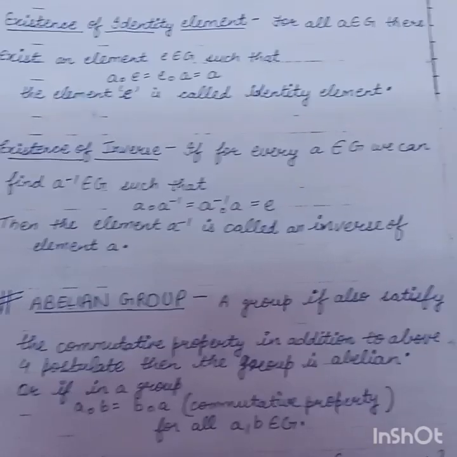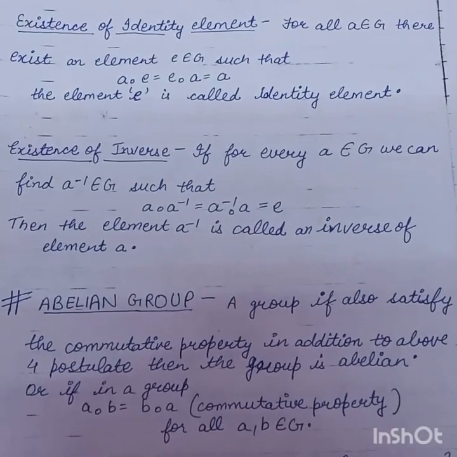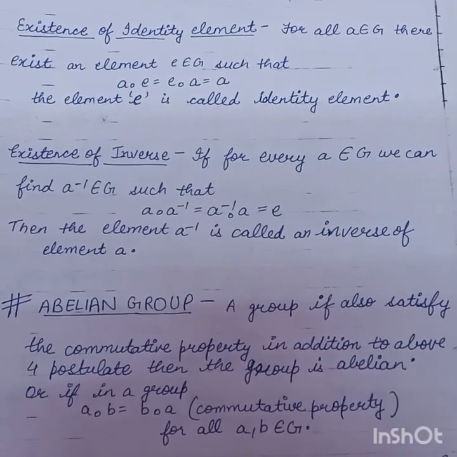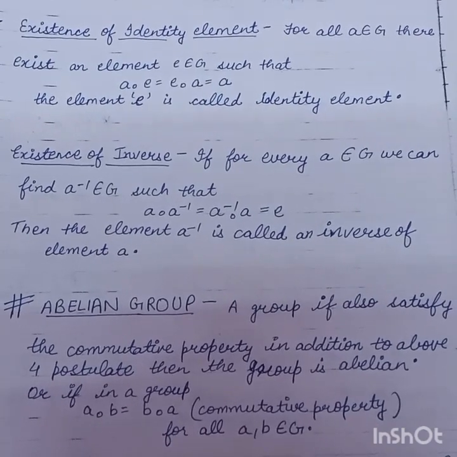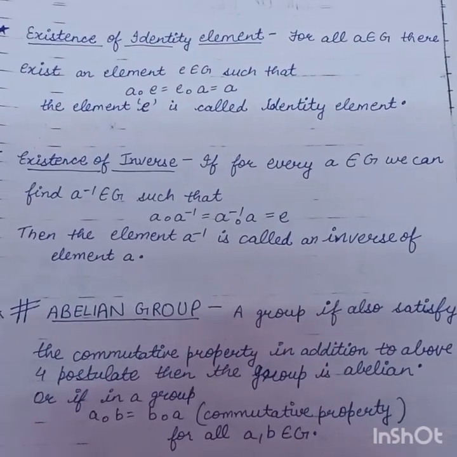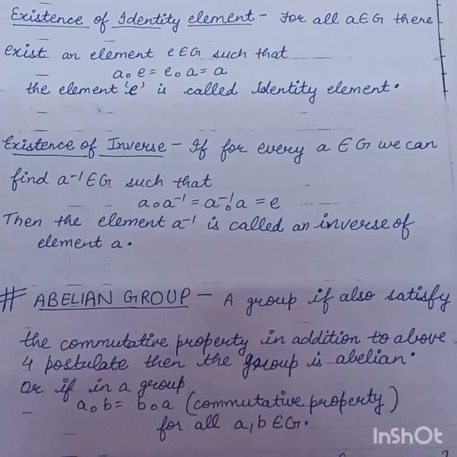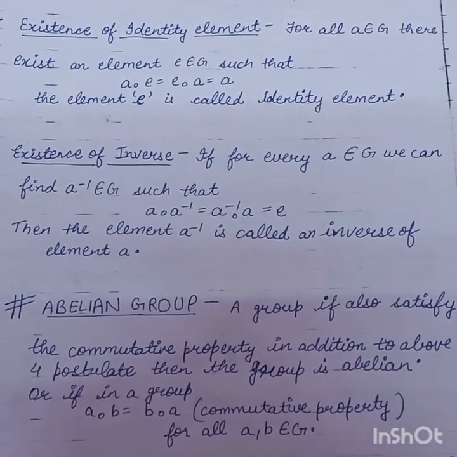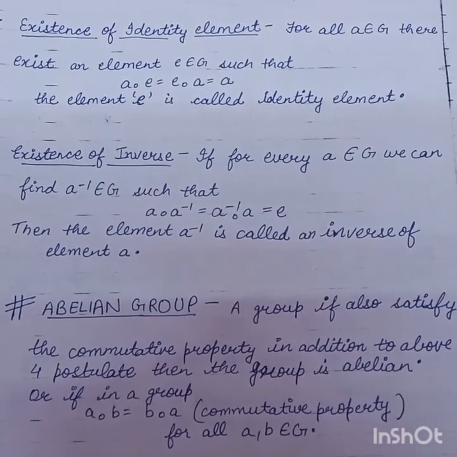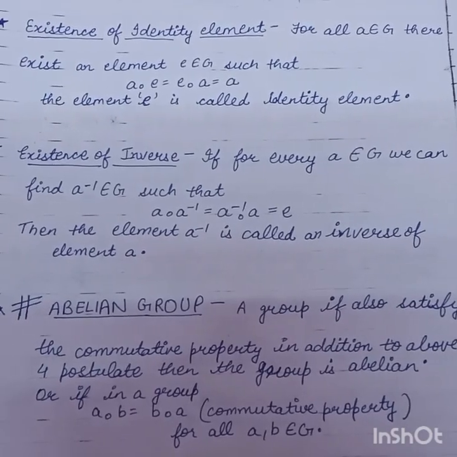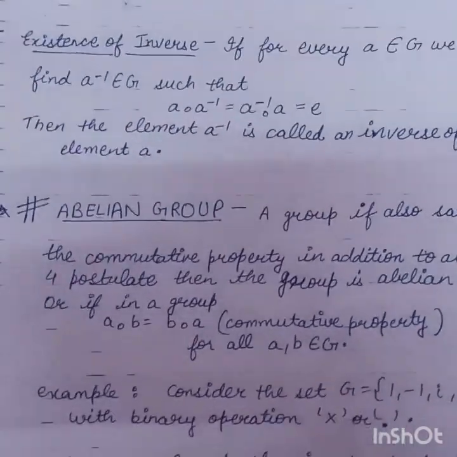Now, if a group also satisfies the commutative property along with the above four postulates, such that a dot b is equal to b dot a for all a, b belonging to G, then we can say that the given group is an abelian group.